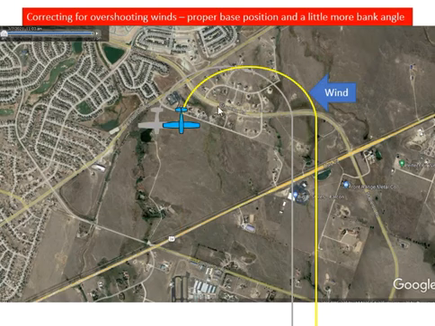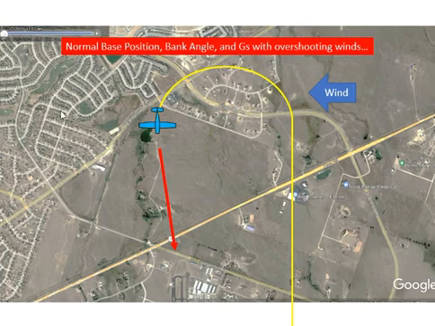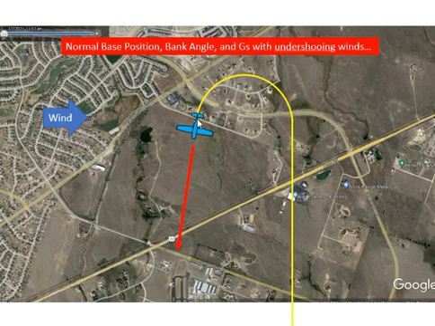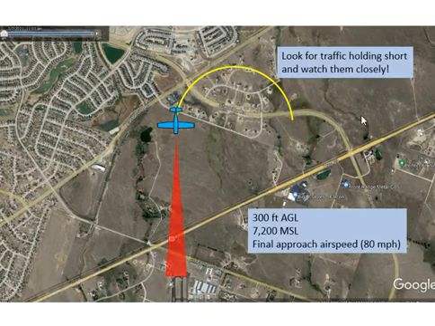So again, this is overshooting wind because it's pushing you, it will overshoot you past extended center line. And this is undershooting because you're going to undershoot extended center line. And that's where those two terms come from. And again, there's that corrected base position we've already talked about.